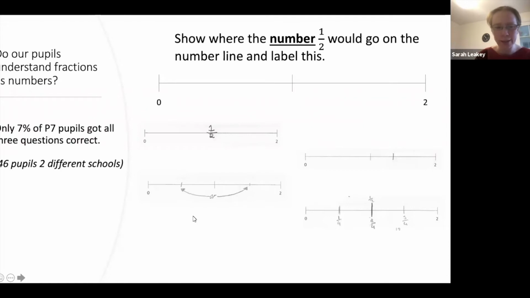there's this 2 here. So the percentage of pupils getting all 3 of these questions drops now quite dramatically to 7%. And again, although I've only got data from 2 different schools more formally, I've repeated this in lots of other places, and it's the same thing time and time again, whether this is primary or secondary.